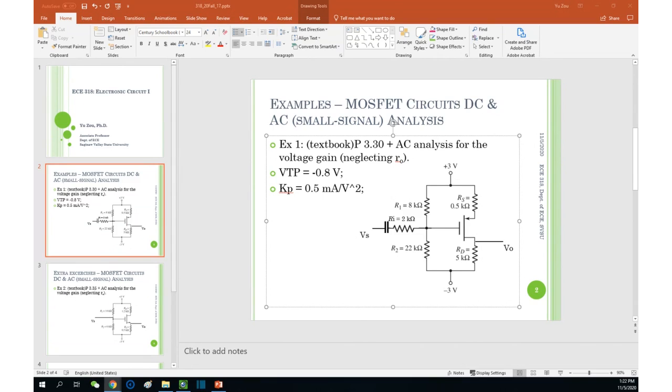Because eventually, what we're looking for is the voltage gain, which is the ratio between two unknowns. Remember, VS is one of the unknowns in the AC small signal analysis equations. When we count how many unknowns, VS, the input source, is one of them. We can never find the VS.